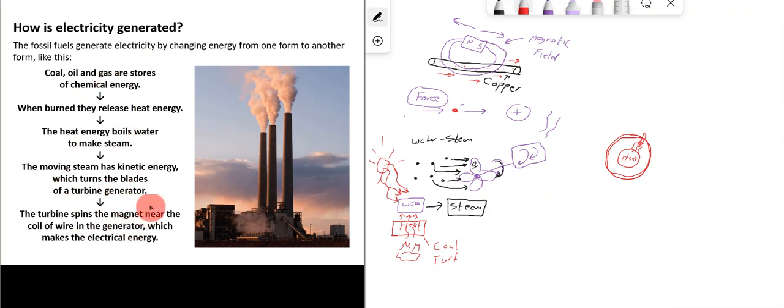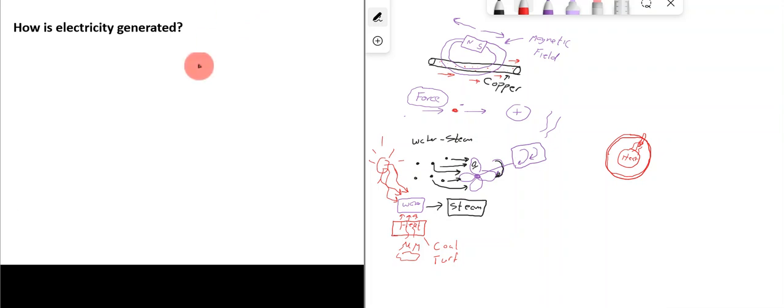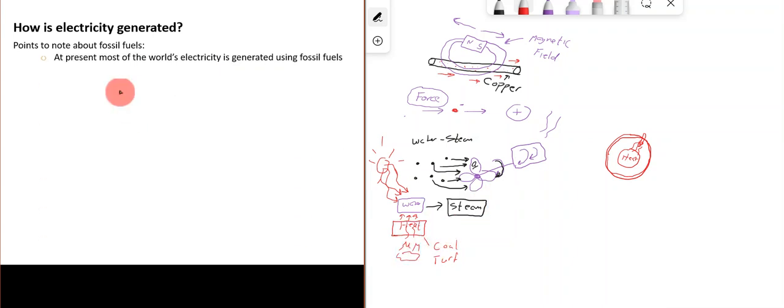Now the problem is that when we burn things like fossil fuels, we create what are called greenhouse gases like CO2. That's produced and sent off into the atmosphere, and that's a problem because it causes global warming. Some things to note about these fossil fuels: at present, most of the world's electrical energy is generated using fossil fuels. So we're very reliant on fossil fuels to make our electricity.